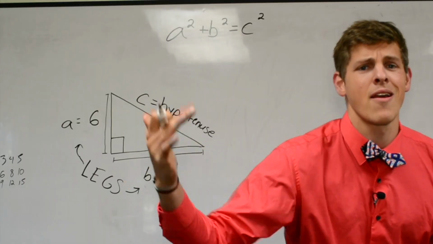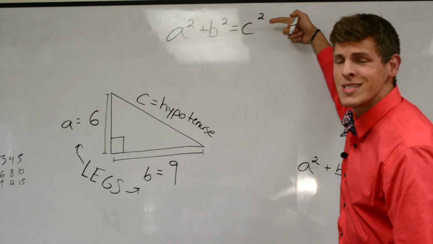Recognize it in the C equation. Remember, you won't always solve for C, so don't get confused. A squared plus B squared equals C squared. This is the thing that's easy to remember, every word.